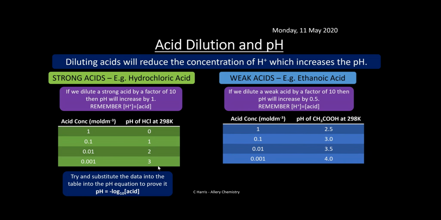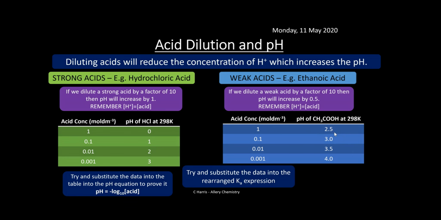So using the same factor, you can see here we've got our acid concentration, which is 1, and the pH of our ethanoic acid in this example is 2.5. But if we dilute it to 0.1, so we increase the factor by 10, then the pH only increases to 3, so only increases by a half.